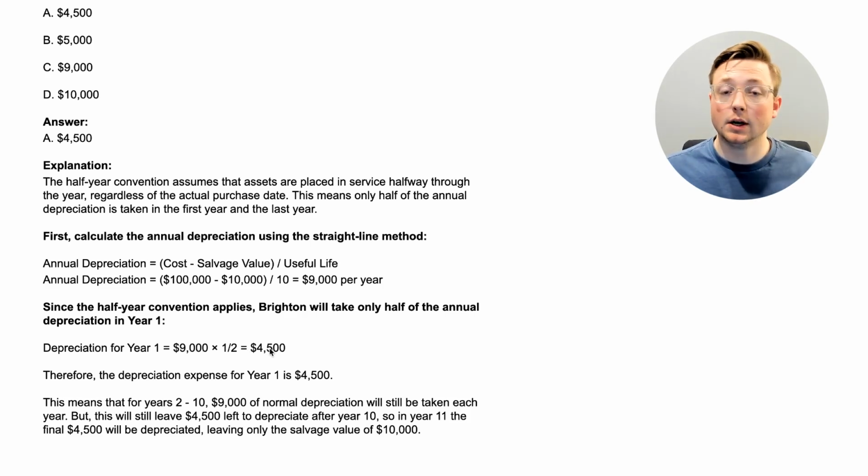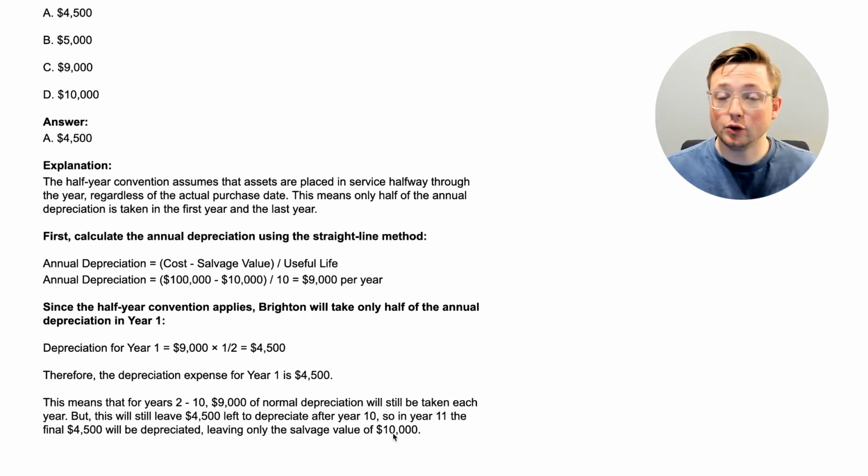So it's that simple. Now, what does that mean? That means that for years 2 through 10, they are applying the $9,000 of normal depreciation, and that will be taken each year. But this will still leave $4,500 left to depreciate after year 10. So it's 10 years of depreciation, but because we're only applying half of it in the first year, we still technically have, in year 11, $4,500 left that we need to depreciate. And we have to depreciate that because that will then leave the salvage value of $10,000.